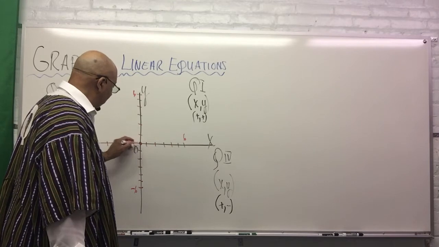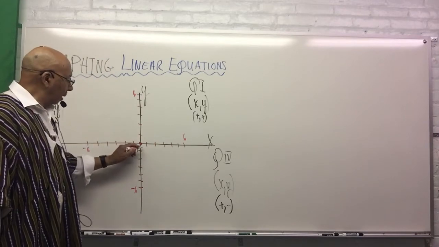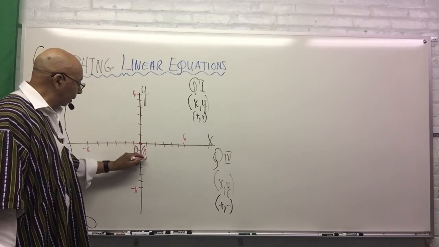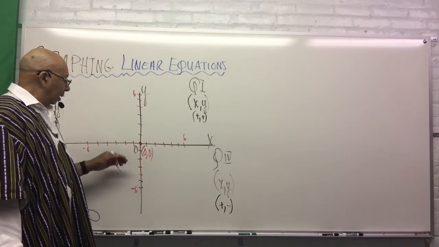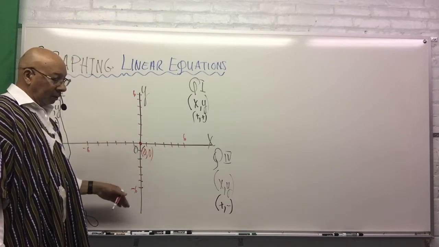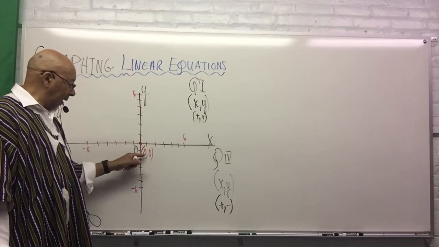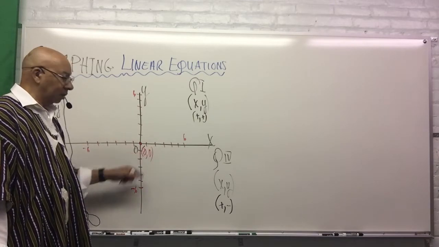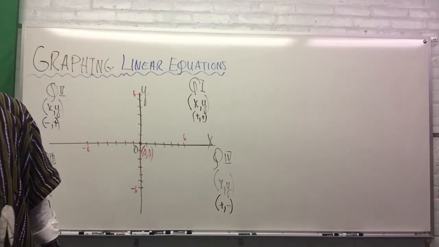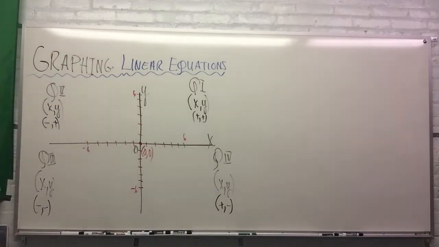That's the origin, 0. So the coordinate at 0 is 0 for x and 0 for y. It didn't go up and didn't go down. It didn't go left and it didn't go right. So it's at 0, 0. The coordinate for the origin is 0, 0. It's 0 for x and 0 for y.